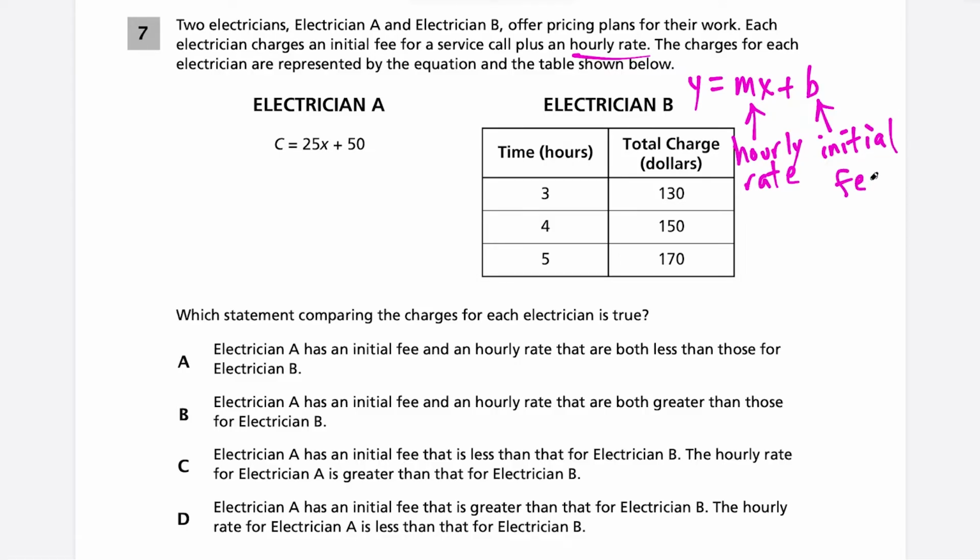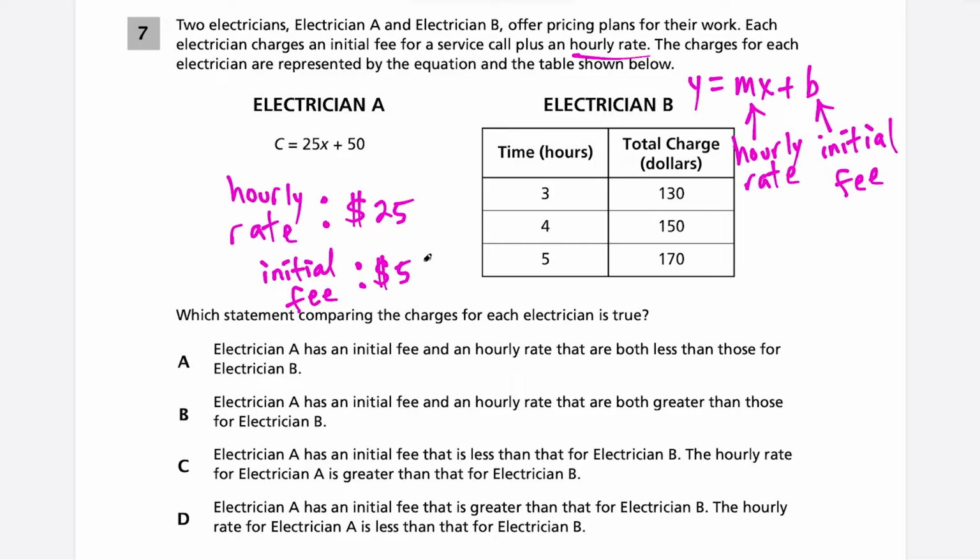So now let's go ahead and extract the information for each electrician. For electrician A, their hourly rate is much easier to spot because their equation is expressed in the form mx + b. So their hourly rate is $25 an hour. And their initial fee is going to be $50. So this is for electrician A.